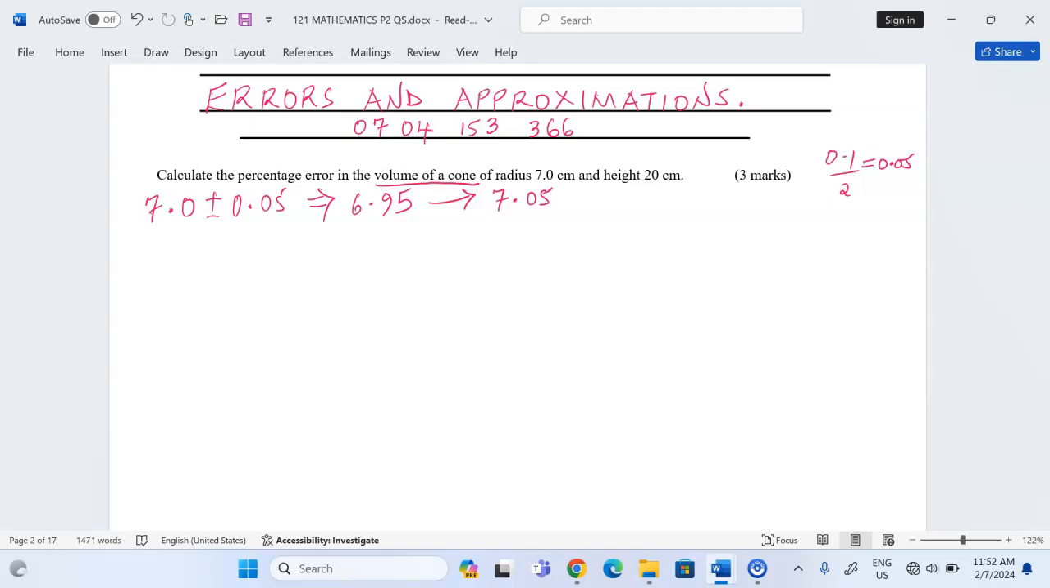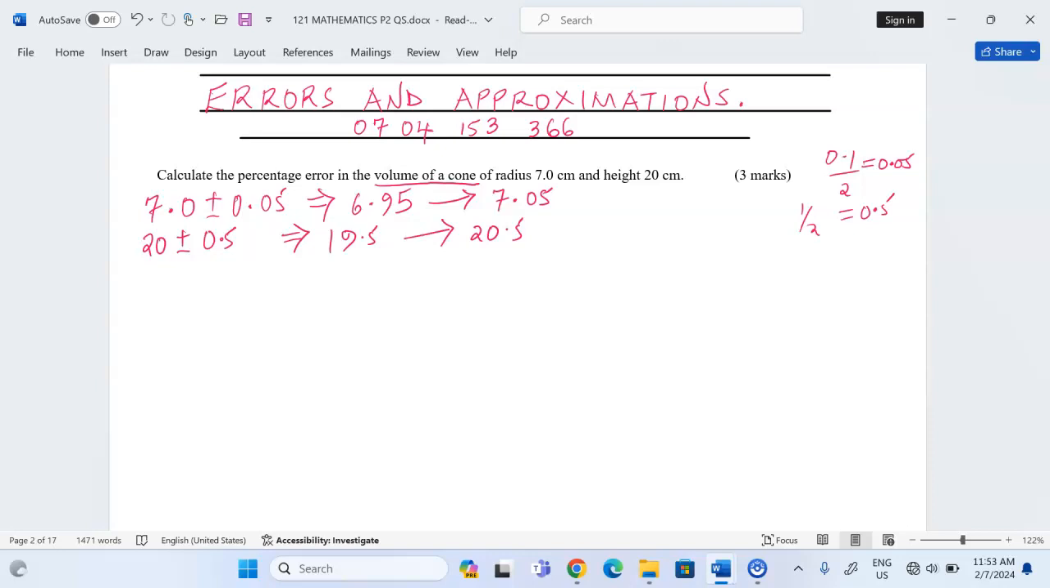The other dimension is 20, which is the height. So plus or minus. 20 has been recorded to the nearest whole number. Therefore, the absolute error will be, because it is the nearest whole number, 1 out of 2, which is 0.5. Therefore, we add and subtract 0.5. Then we'll get a range for the height of 19.5 all the way to 20.5 centimeters.